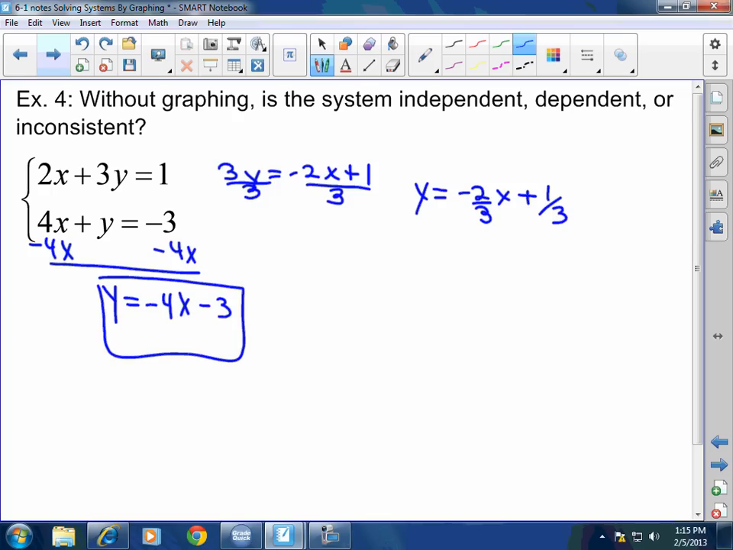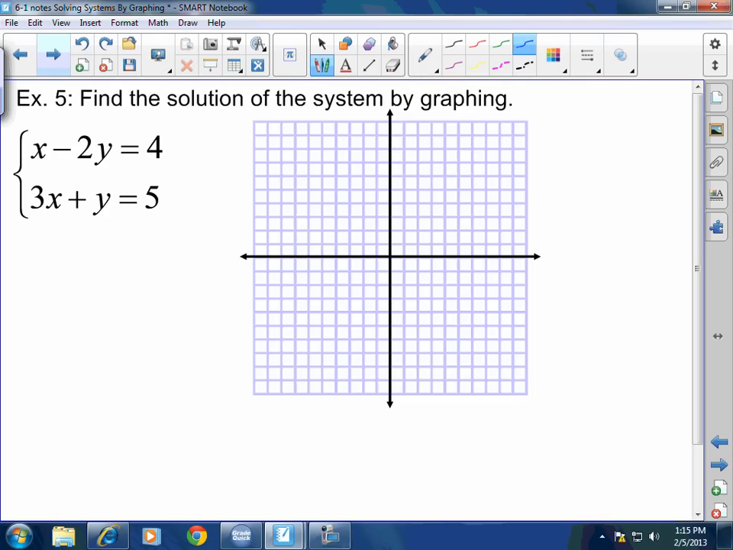Okay. Do they have the same slope? Are they the same line? So what is this going to be? This is going to be independent. Independent, consistent, one solution. Dependent, consistent, infinitely many solutions. Inconsistent, no solution. You guys have to memorize that. I'm sorry, there's no easy way. Are you with me? Okay.